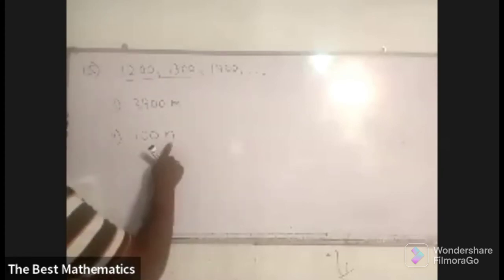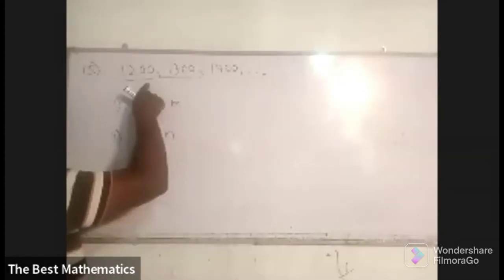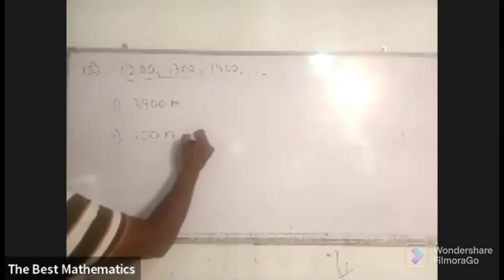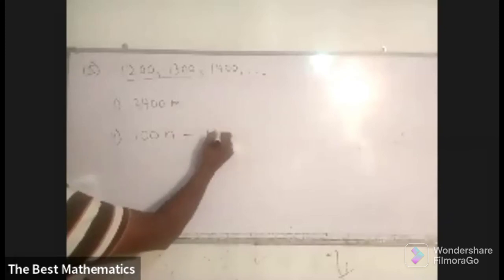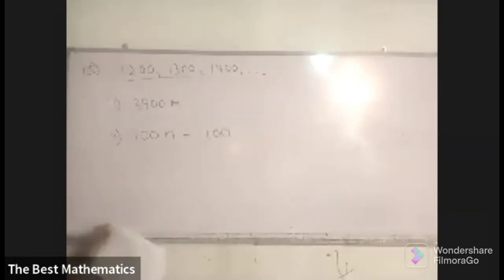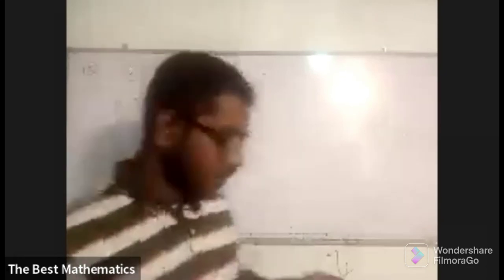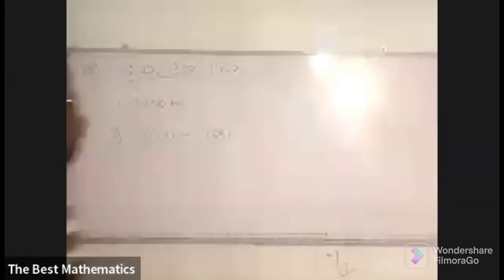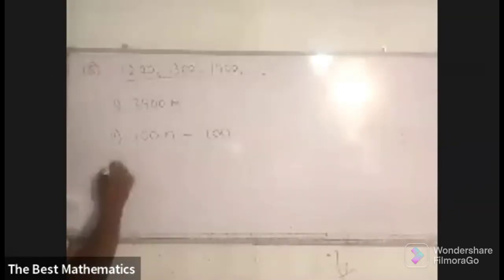100n, then here 1,200. How to get this? Plus 1,100. So the general term is 100n plus 1,100. Yes. Question number 3. The day on which he runs 2,300 meters.